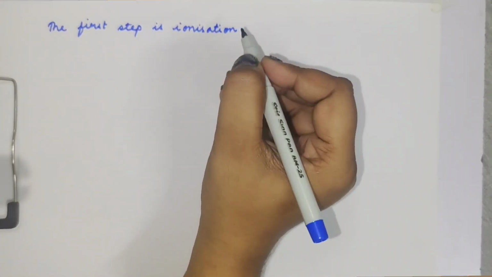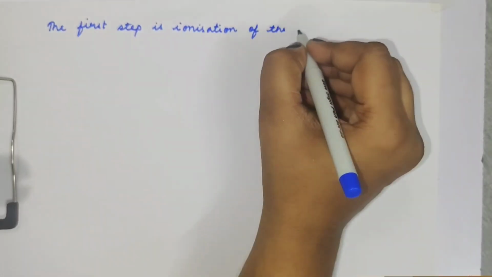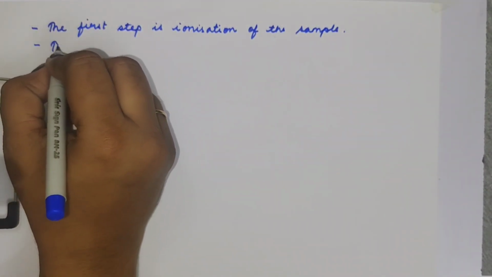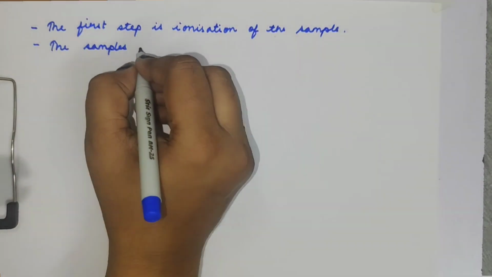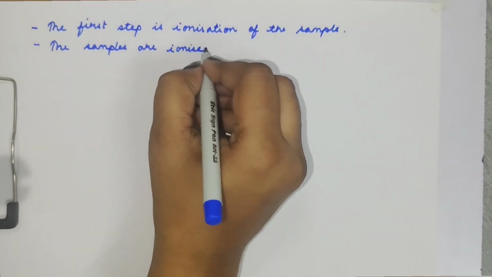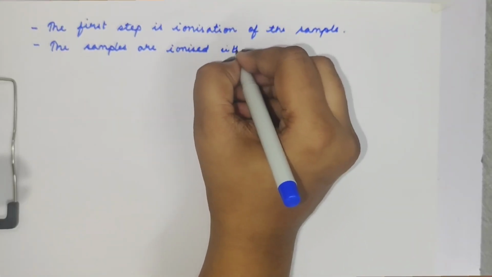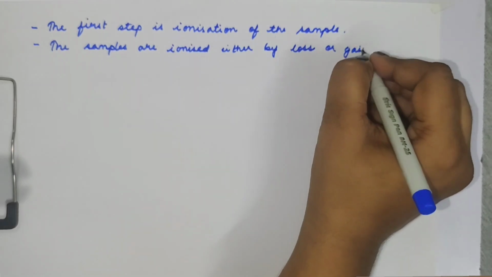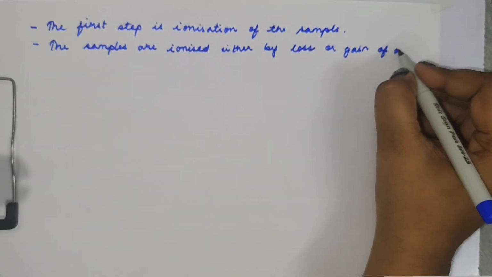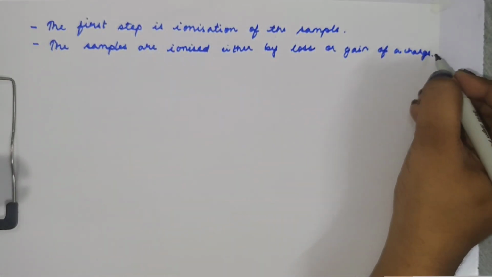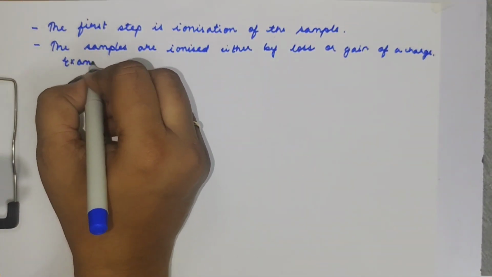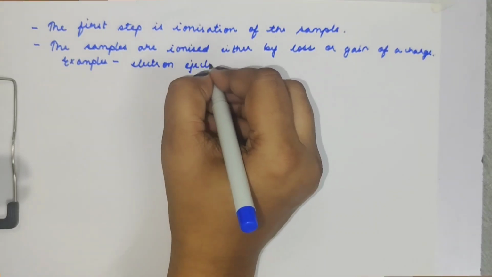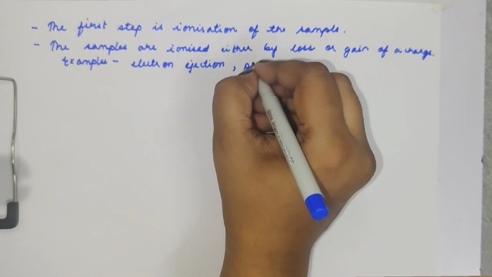So as we have seen earlier, the first step is the ionization of the sample. Now how is this ionization achieved? So the samples are ionized either by the loss or gain of electron. This is usually done by either electron ejection or protonation or deprotonation.